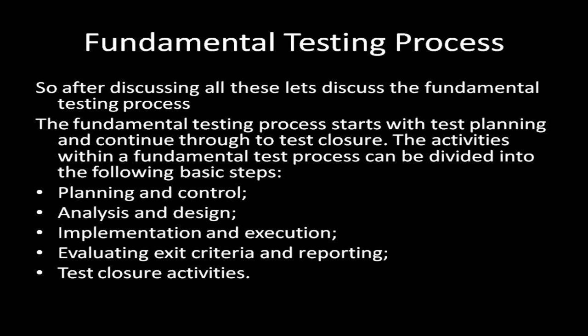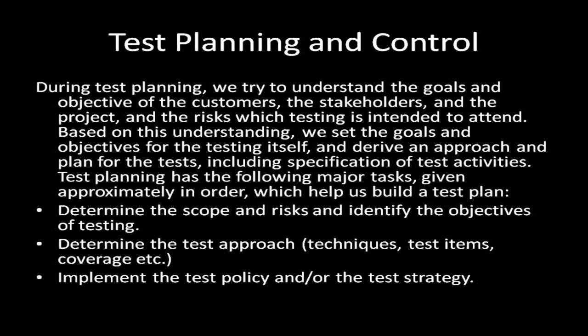So we can divide the activities within the fundamental test process into the following basic steps: planning and control, analysis and design, implementation and execution, evaluating exit criteria and reporting, and test closure activities. During test planning, we make sure we understand the goals and objectives of the customers, stakeholders, and the project, and the risks which testing is intended to address. This will give us what is sometimes called the mission of testing, or the test assignment. Based on this understanding, we set the goals and objectives for the testing itself, and derive an approach and plan for the tests, including specification of test activities.